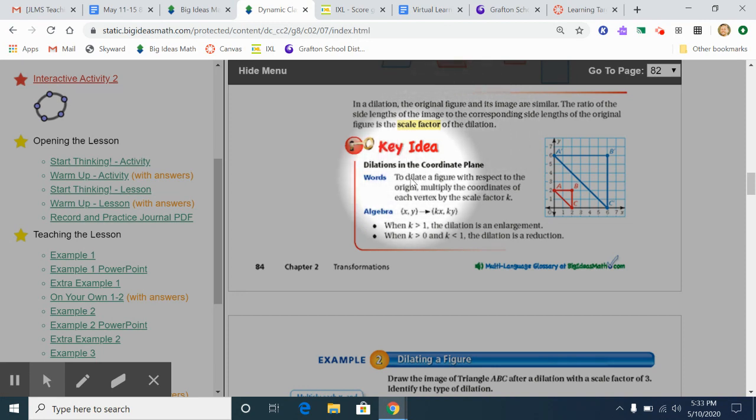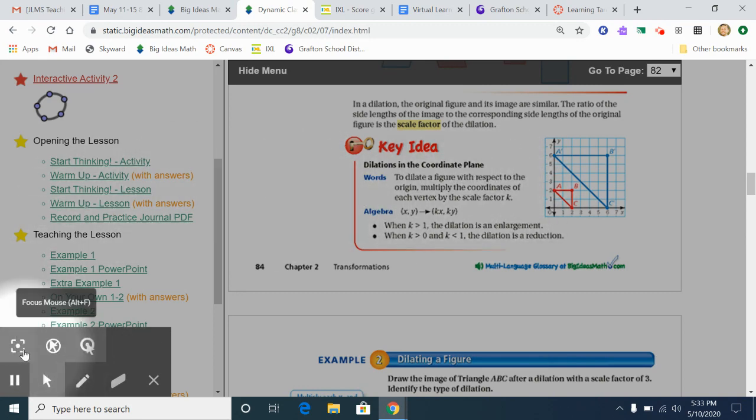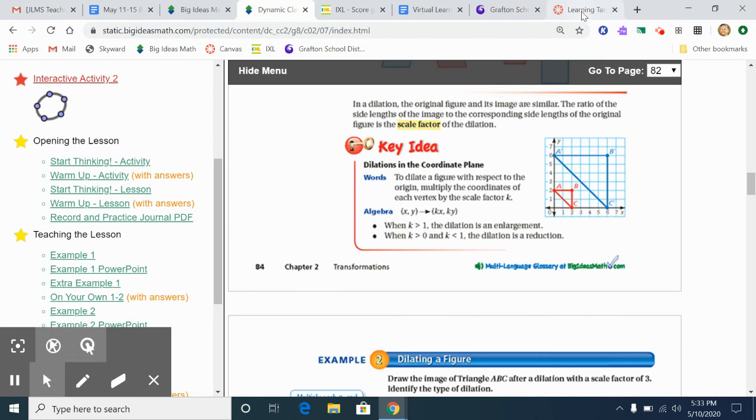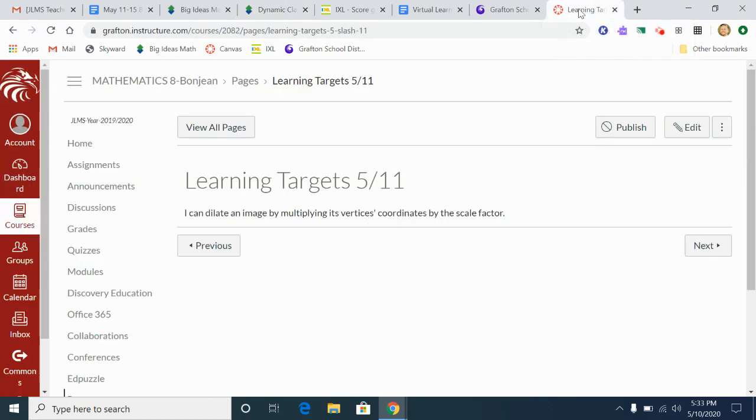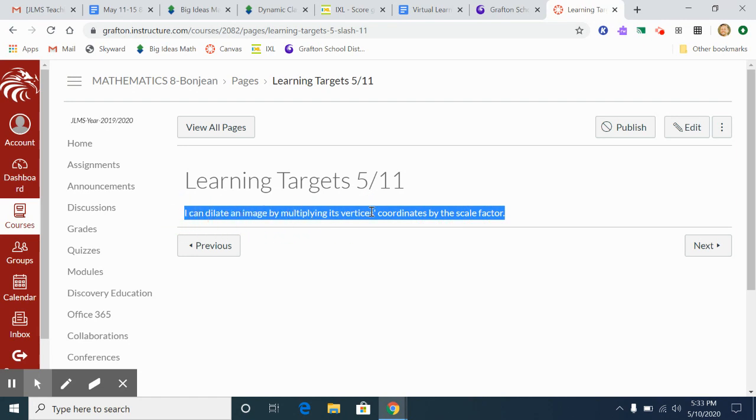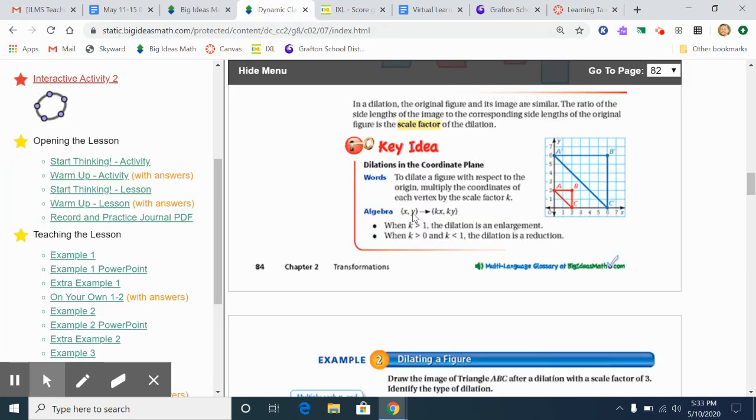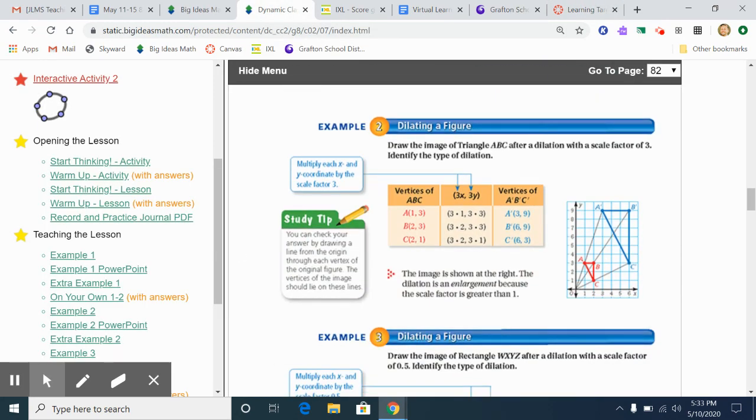It says here, to dilate a figure with respect to the origin, multiply the coordinates of each vertex by the scale factor k. So the scale factor, k, is going to tell us how to dilate the image. So here's your learning target. I can dilate an image by multiplying its vertices' coordinates by the scale factor. So it's pretty simple. They're going to tell us what the scale factor is, and we're going to multiply each vertex's coordinates by that scale factor to dilate the image.